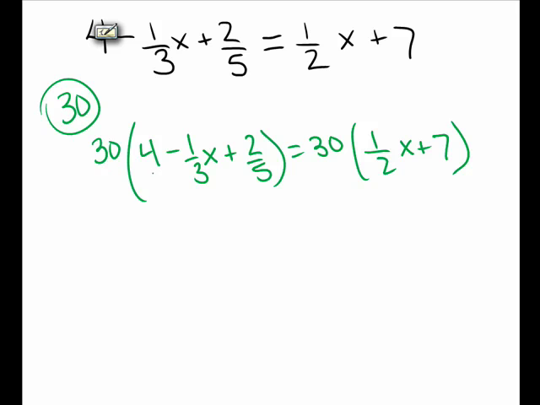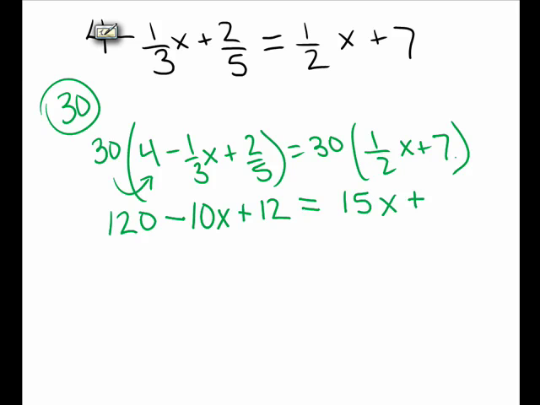Now I multiply the 30 through. 30 times 4 is 120, minus 30 times 1/3 is 10, plus 30 times 2/5 is 12, and on the right side, 30 times 1/2 is 15, and 30 times 7 is 210. I again have an equivalent equation, but all of the fractions have disappeared.